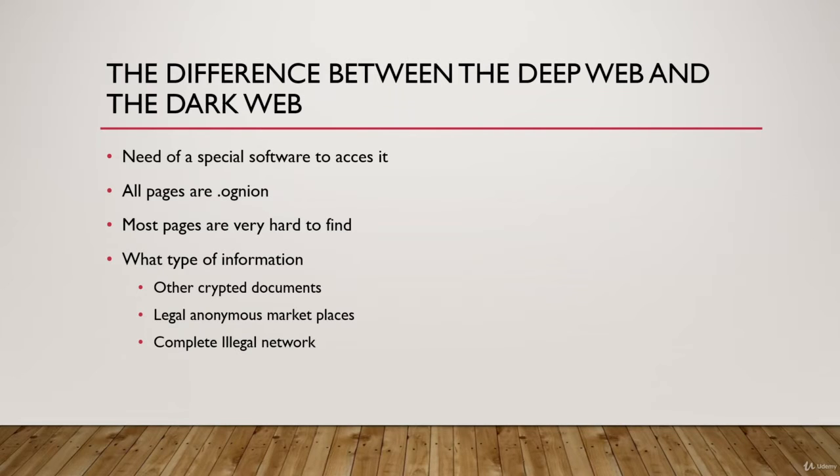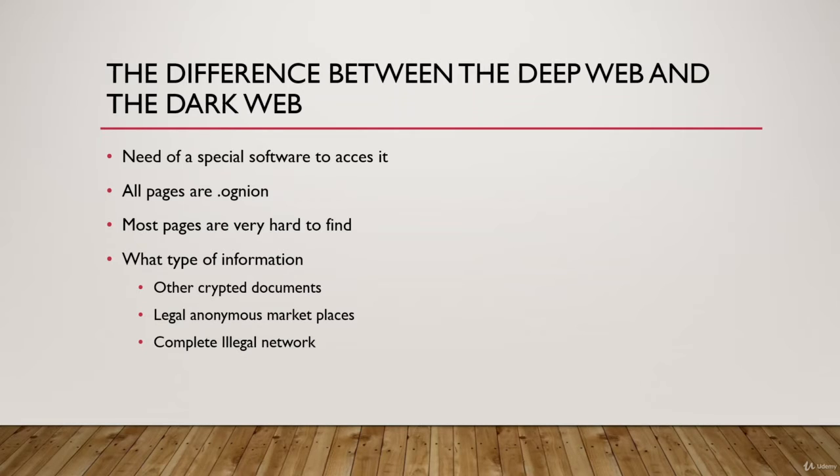So first of all, to access the dark web, or the so-called dark side of the internet, you need a special software. By special software, we are talking about a software like Tor, for example, which is the most popular software to access this part of the internet. You have a lot of other softwares that you can use. Not that many, but you have some other softwares that can do the job like Tor.